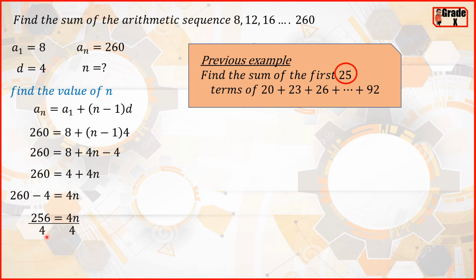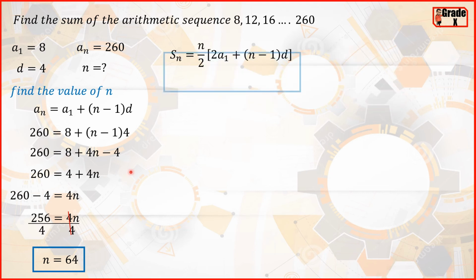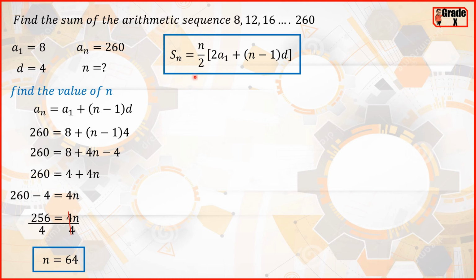Then divide both sides by 4. Then cancel natin yung 4. So 256 divided by 4 is equal to 64. So meaning to say, there are 64 number of terms. Then dito, pwede na natin kunin yung sum ng arithmetic sequence. So gamitin na natin yung ating unang formula.